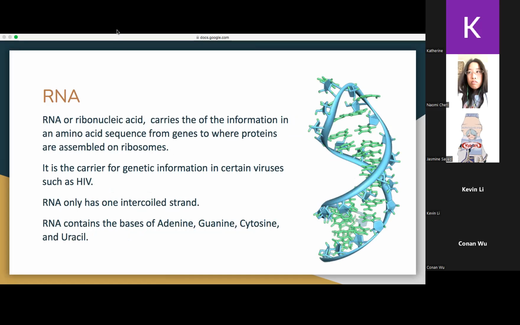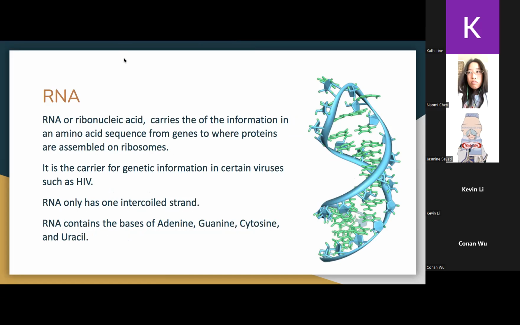RNA, or ribonucleic acid, carries the information in an amino acid sequence from genes to where proteins are assembled on ribosomes. It is the carrier for genetic information in certain viruses such as HIV. RNA only has one intercoiled strand, and it contains the bases adenine, guanine, cytosine, and uracil.